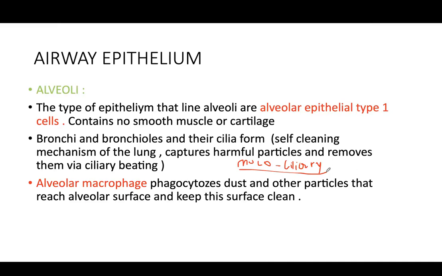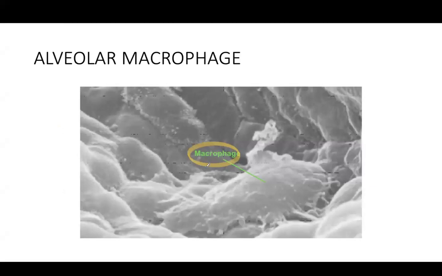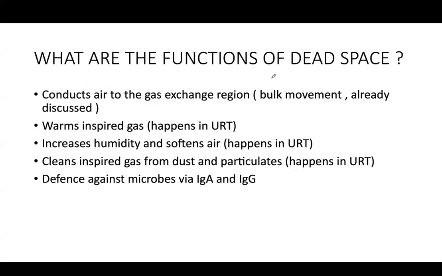Now we have an alveolar macrophage. So in the bronchi and bronchioles, the mucociliary transporter is taking care of cleaning. What's taking care of the cleaning in alveoli are the alveolar macrophages. What they do is phagocytose dust and other particles and keep the alveoli clean. And here's a picture of an alveolar macrophage. This is the alveolus, and it's present here eating up dust and other particles that are harmful to us. So why do we have the dead space?